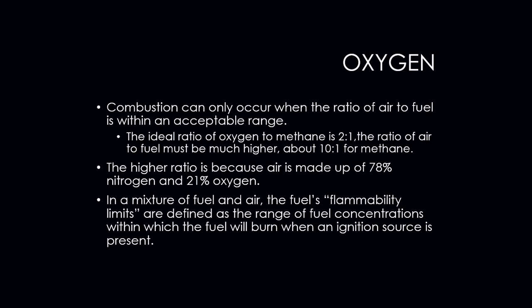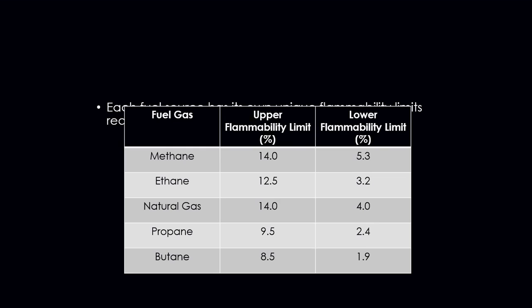Combustion can only occur when the ratio of air to fuel is within an acceptable range. Now, the ideal ratio of oxygen to methane is 2 to 1. The ratio of air to fuel must be much higher, probably more like 10 to 1 if we're dealing with methane. That ratio is higher because air is made up of 78% nitrogen and 21% oxygen. In a mixture of fuel and air, the fuel's flammability limits are defined as the range of fuel concentrations that will burn with an ignition source, as long as everything necessary is present. Each one of our fuels has a different upper and lower flammability limit.